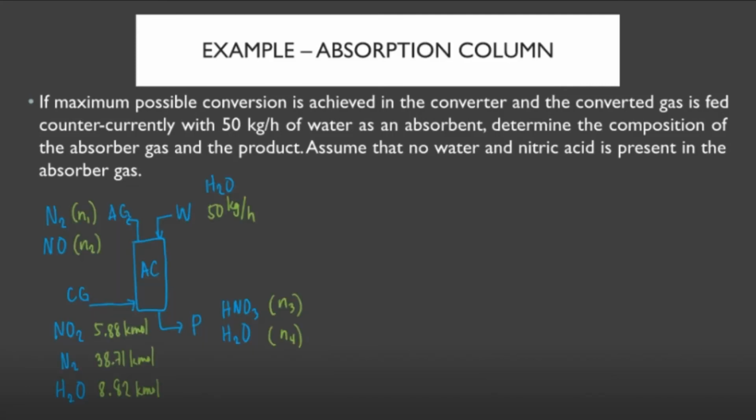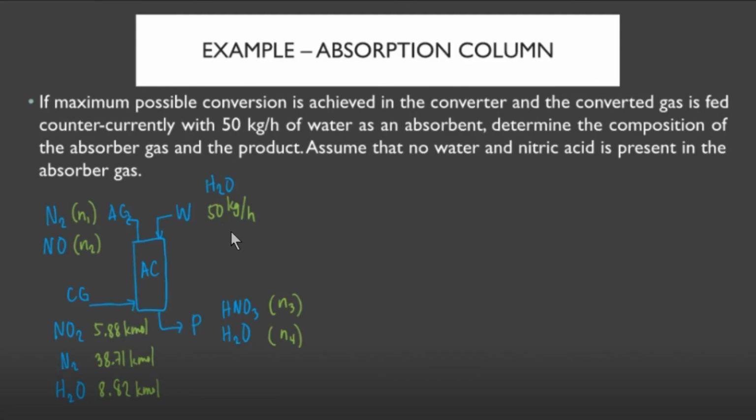Here we have our diagram for the problem. You would notice that we have the converter gas composition from the previous problem. If you continued to solve equation number 1 in the previous example, then that would yield the following values here. We have NO2, nitrogen gas, and water. Another input to our absorption column is the absorbent, that is water, flowing at 50 kilograms per hour. This is given in terms of mass, so we just have to convert this to moles so that we can incorporate this to our mole balances.